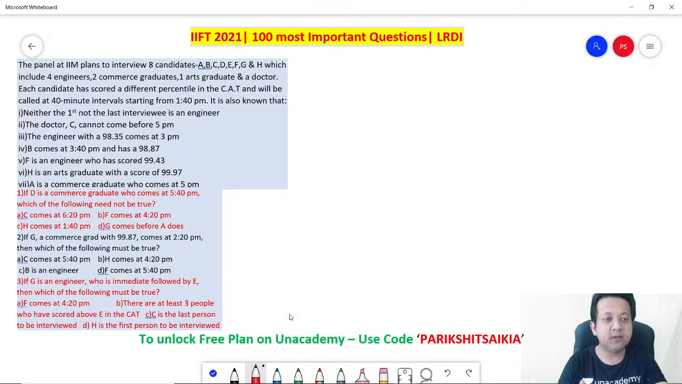Let's try it out. The panel at IIM plans to interview 8 candidates, A to H, which include 4 engineers, 2 commerce graduates, 1 arts graduate, and a doctor. Each candidate has scored a different percentile in the CAT and will be called at 40-minute intervals starting from 1:40 p.m. Now, the moment I read the first paragraph, remember the time is very important.